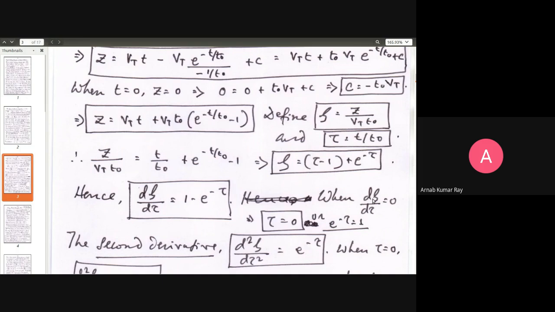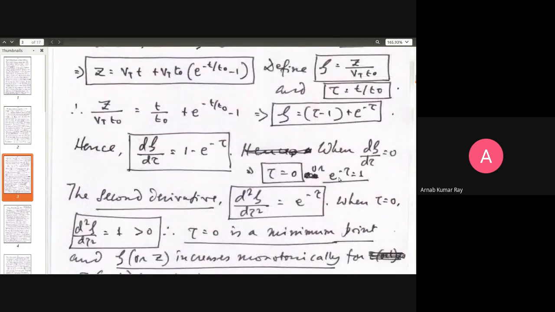So when d zeta by d tau is equal to 0, what is the condition that we will get? You'll just have e raised to minus tau is equal to 1, and that can only be when tau is equal to 0. So you can see this thing will be 0 when tau is equal to 0. e raised to 0 will be 1, 1 minus 1 is 0. So the left and the right hand sides will balance each other.